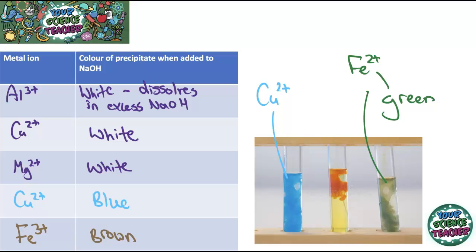Now, I think the best thing to do with these is get them all on flashcards and just test yourself on them. I think chemical analysis is one of them topics which is definitely a flashcard heavy topic. You can get them all on and get revising them.